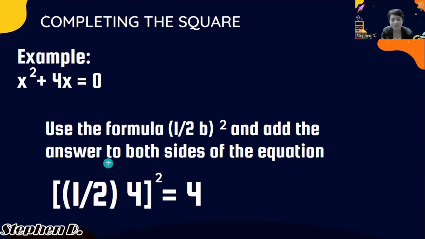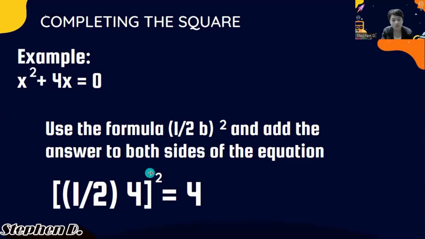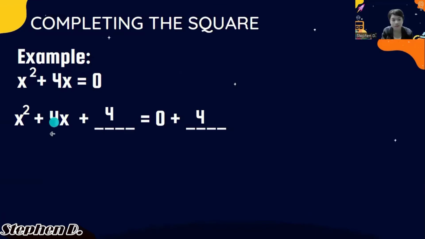Again, (1/2 b) squared, our b is 4, so we substitute 4: (1/2 times 4) squared. So 1/2 times 4, you can just put 4 over 1 right there, so it will be 4 over 2, and 4 divided by 2 will be 2. Then 2 squared is 4, that's why it's equal to 4. Then completing the square: x squared plus 4x plus the one we just found, 4, is equal to 0 plus 4. You add to both sides.